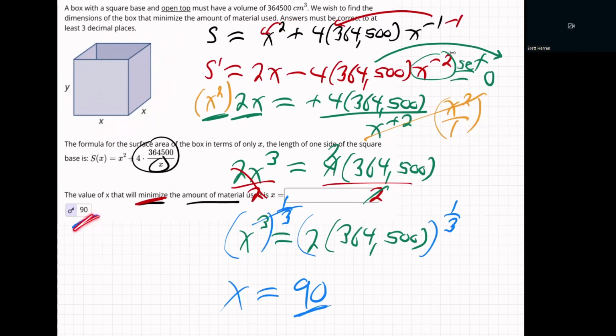These are the dimensions. You should make this 90 and this 90, and we can find out what y is, but we're not going to bother. You can find the y. Then you would know exactly how to make that box that will hold what you want and use the least material possible. And so that's how that works.